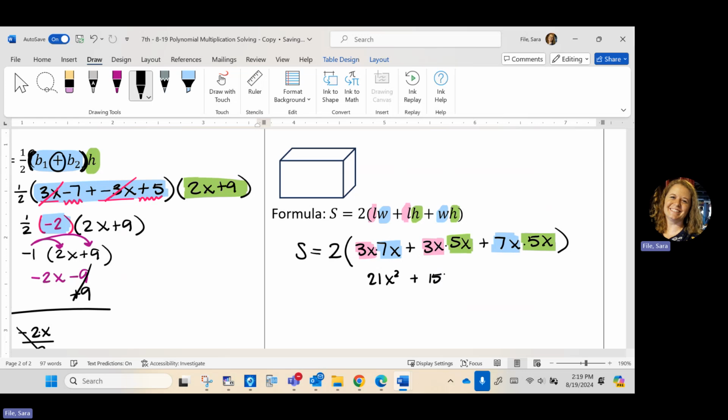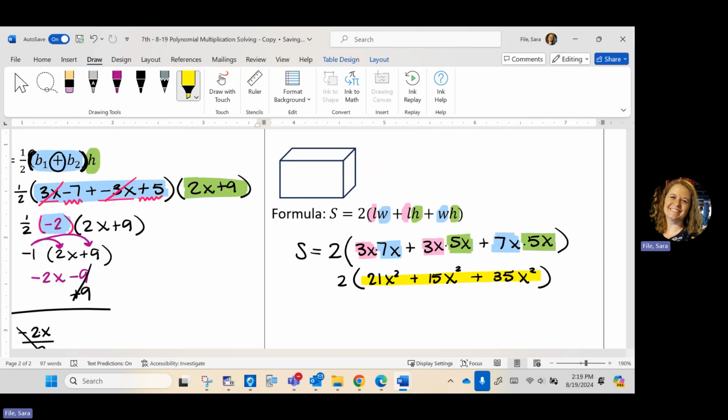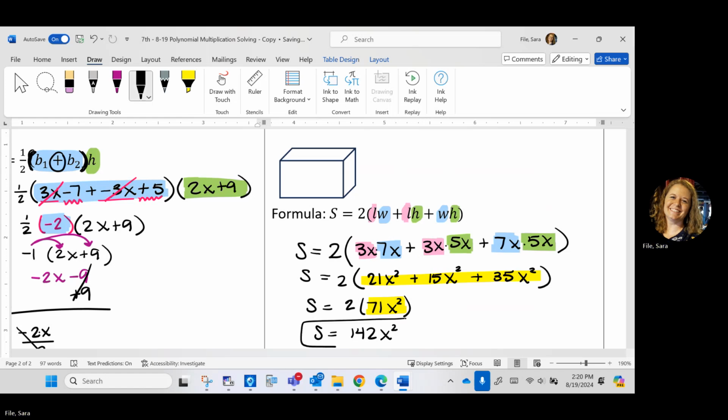3 times 5 is 15. So we've got 15x squared. And then 7 times 5 is 35 x squared. Now we still have like terms. This is all still in parentheses, and these are now all like terms. They're all x squared terms, so we can combine them all. So what does 21 plus 15 plus 35 give us? 71 x squareds. Now that 2 is still out there in front to be multiplied. So that's 142 x squared.